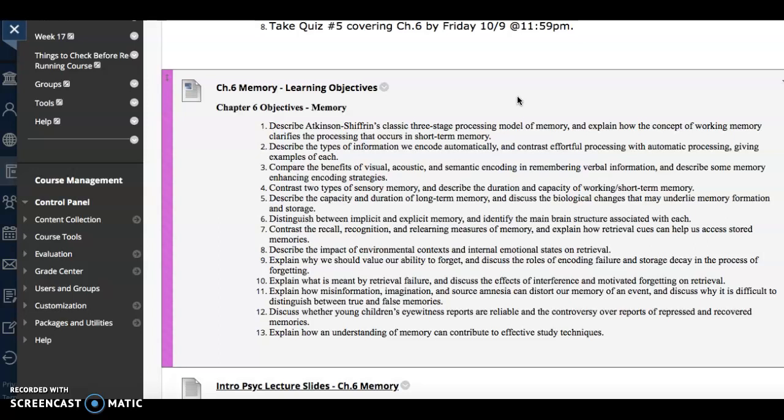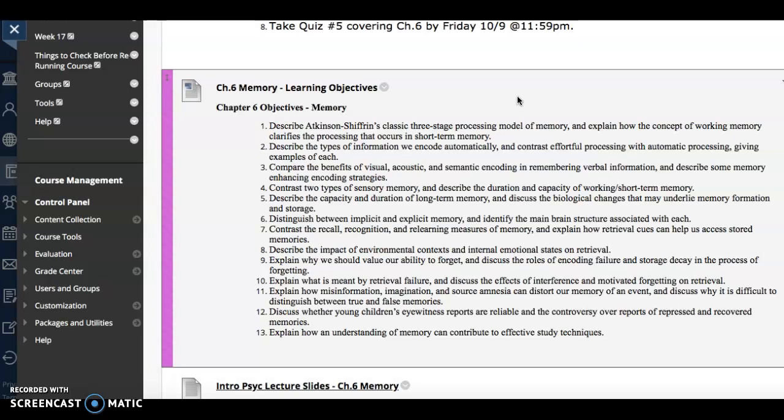So some things take effort, right? You don't automatically encode how to ride a bike or how to tie your shoes or what the capitals of every state are. You have to memorize those things. It takes effort. So that's a compare and contrast of the processing that takes effort versus the processing that's automatic, and being able to understand examples of each.